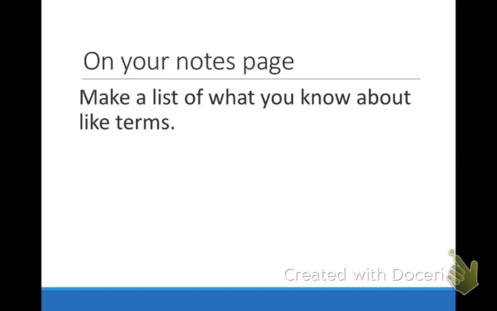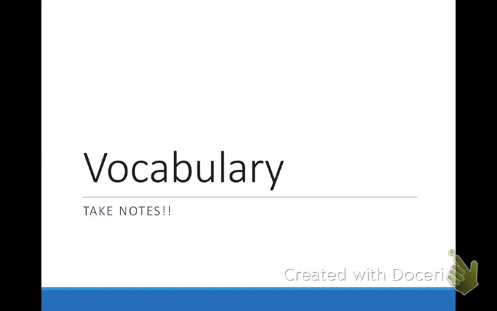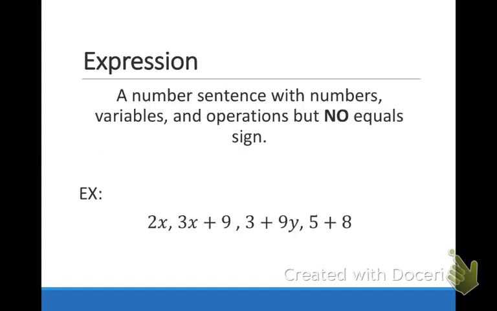All right, welcome back. Let's continue with our lesson here and see what you have that matches. So first we have some vocabulary words. Again, you should be following along on your notes paper. Our first vocabulary word is the word expression. An expression is a number sentence with numbers, variables, and operations, but no equal sign. So I remember an equation has an equal sign, an expression does not.